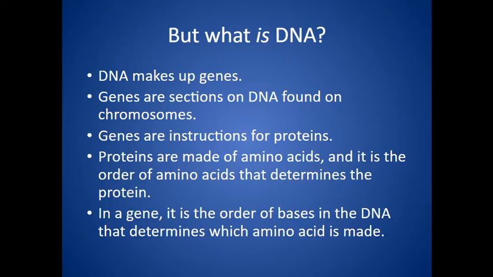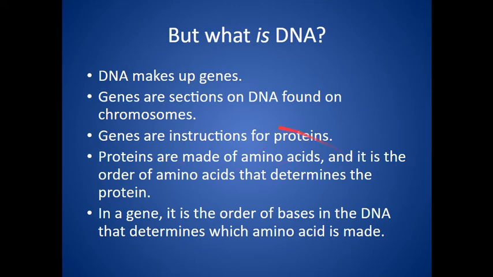Okay, so we know that DNA codes for everything in life. It codes for certain characteristics. Now, DNA makes up genes. A gene is a section of DNA that codes for proteins. It's found on chromosomes. Genes are instructions for proteins. It's basically meaning that DNA itself is the code and it's creating proteins.